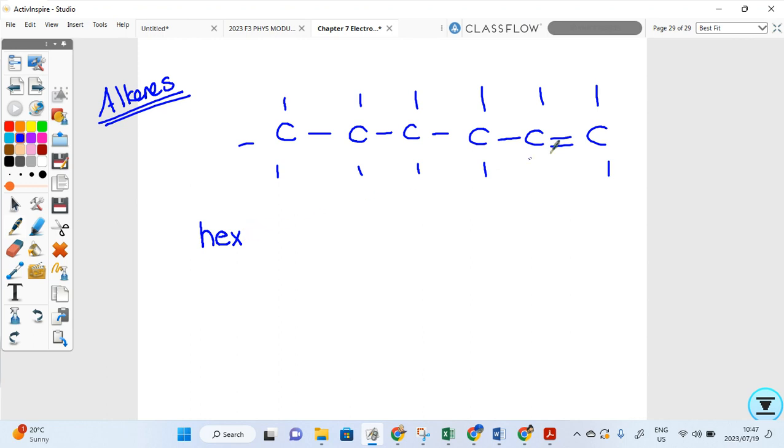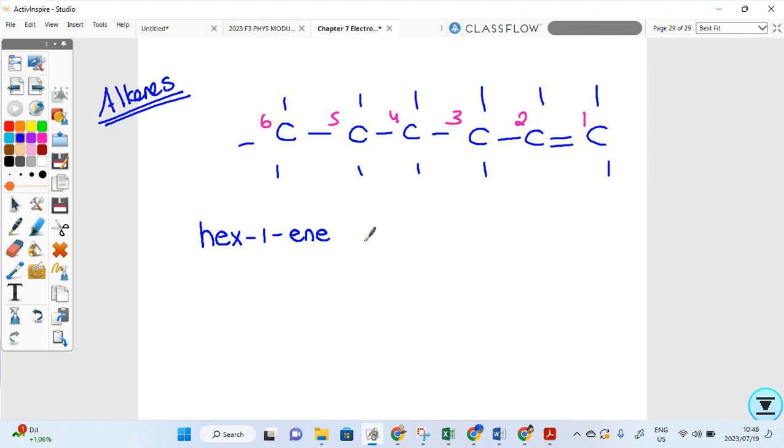So it's going to be always, so now you're going to start numbering the closest to where stuff is happening. And you always want your numbers to be as small as possible. So you're going to start numbering here. 1, 2, 3, 4, 5, 6. So this is just going to be hex dash, then 1 dash E. No big spaces.